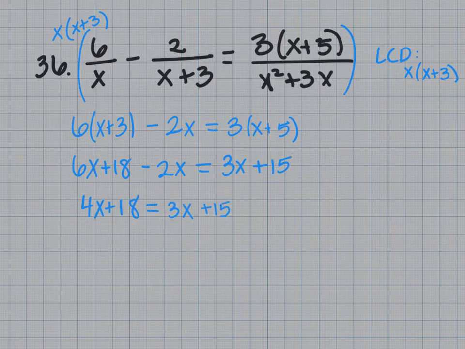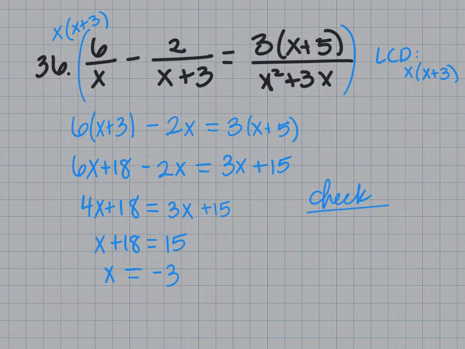I'm going to subtract 3x from each side. So I get x plus 18 equals 15. And I'm going to subtract 18 from each side. So I get x equals negative 3. I'm going to check this answer. So I'm going to plug this negative 3 back in to the original.